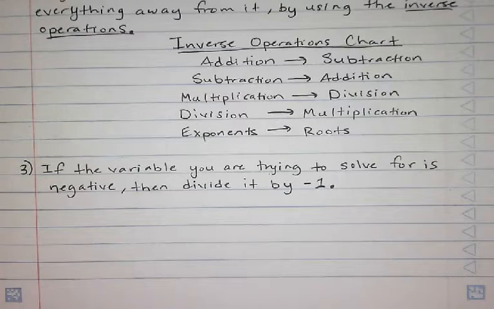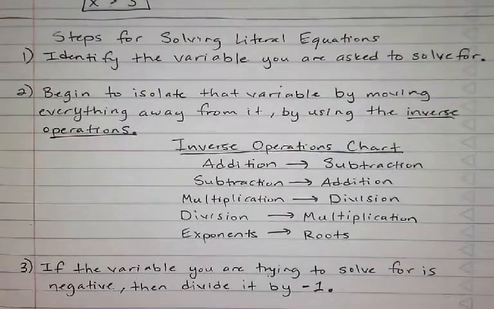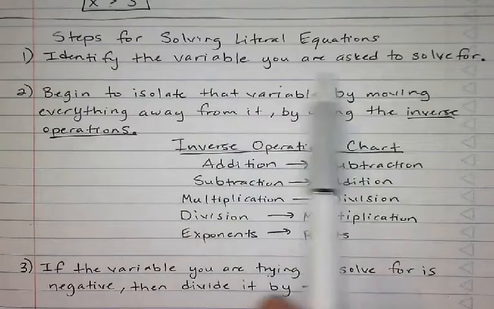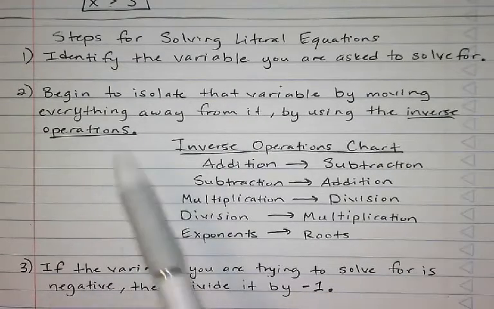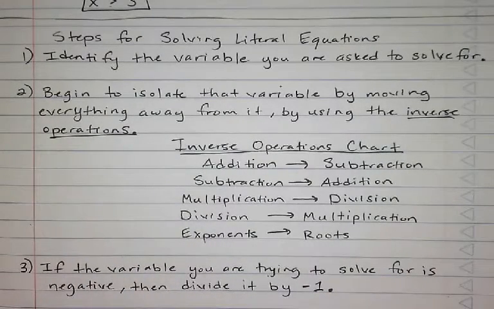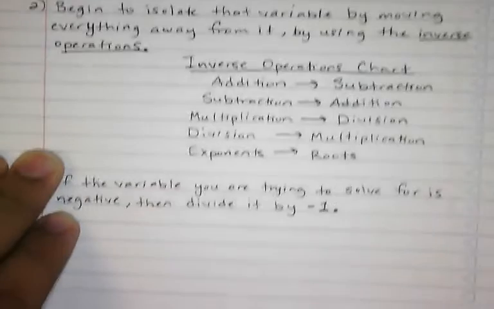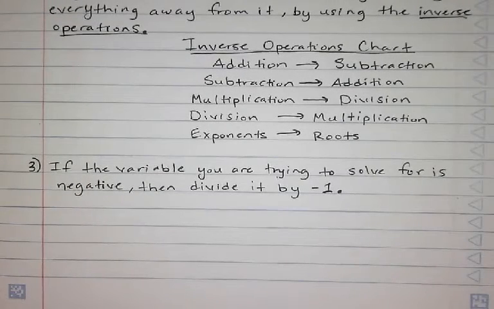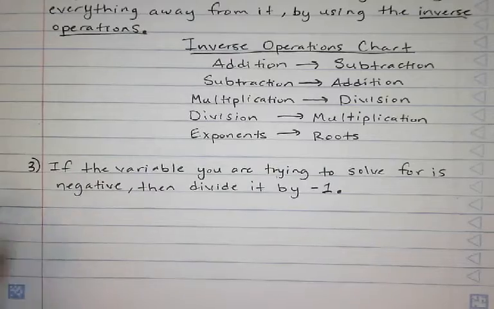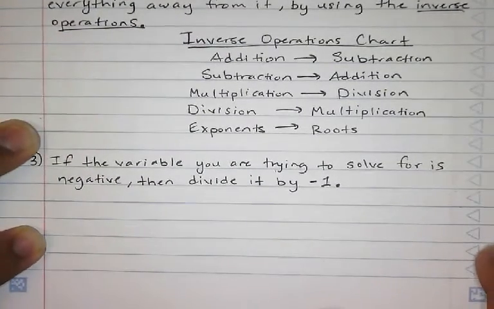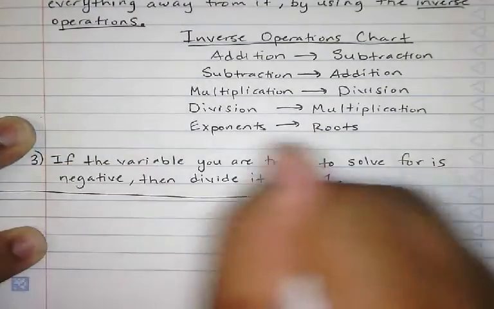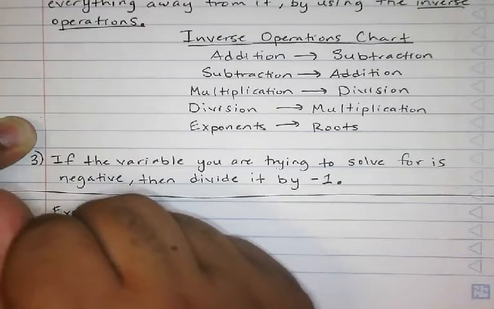All right, so those are the 3 steps that you've got to make sure you use in order to solve linear equations. So first thing again, identify the variable you're trying to solve for, then you start to get it by itself. You isolate it, move everything to the other side by using your operations, so you've got to make sure you know what's what here. And then step 3 would be, if it is negative, then divide it by -1. So I'm going to do some examples so y'all can see, and then I'll let y'all work on your own. So make another line here, go examples.